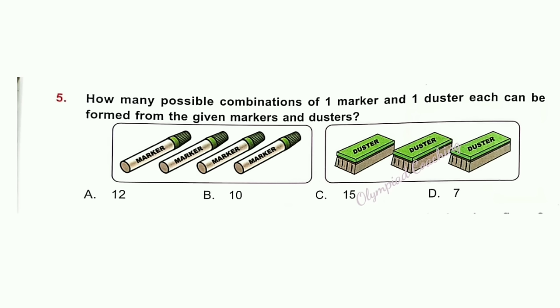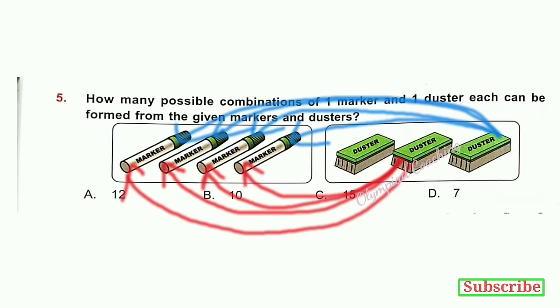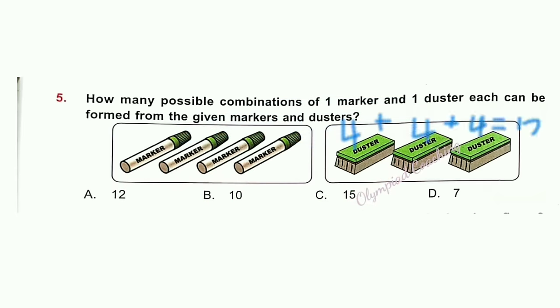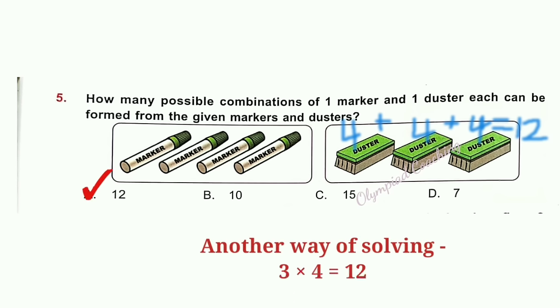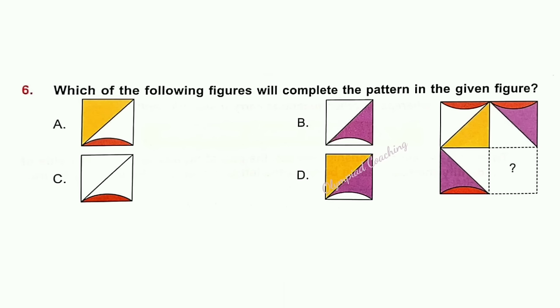Question number 5. How many possible combinations of one marker and one duster each can be formed from the given markers and dusters? There are 4 markers and 3 dusters. Regarding this duster, how many different groups can we form? 1, 2, 3 and 4. Similarly, the remaining 2 dusters can make 4 different groups each. So 4 plus 4 plus 4 equals 12. So the possible combinations of duster and marker equal 12. Option A is correct.